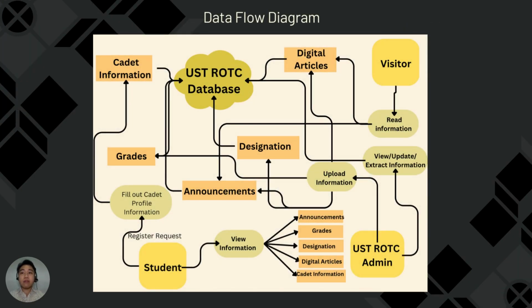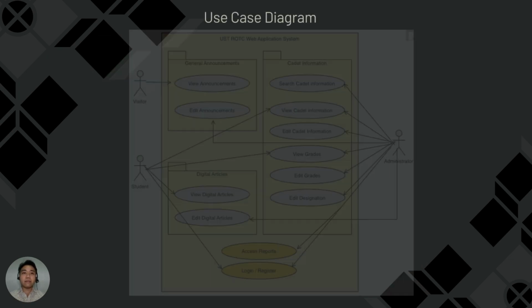So with reference to the overall data flow diagram shown here, it basically explains the core processes. So students are able to create and update their cadet information. UST ROTC admins are able to create announcements, upload digital articles, and the students' grades. UST ROTC admins are able to extract and generate reports based from the students' cadet information, and students are able to view their designation, grades, announcements, and read the digital articles. And site visitors view general announcements and read the digital articles.